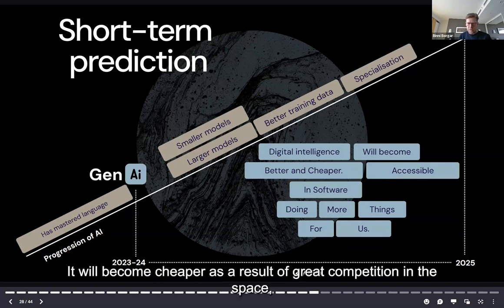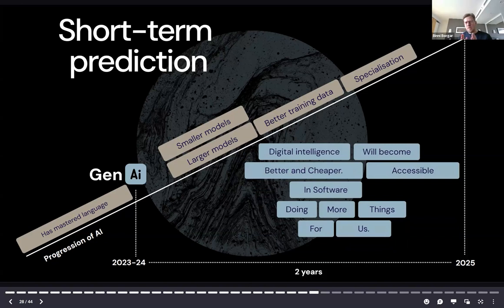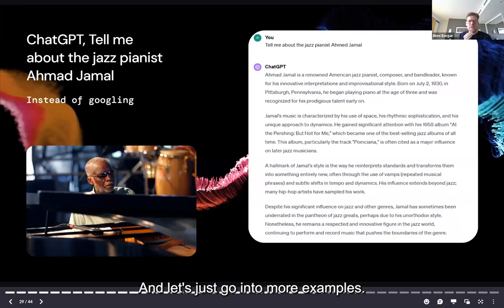It will become cheaper as a result of great competition in the space, very accessible in software, doing more things for us. That is a fact. And let's just go into more examples.